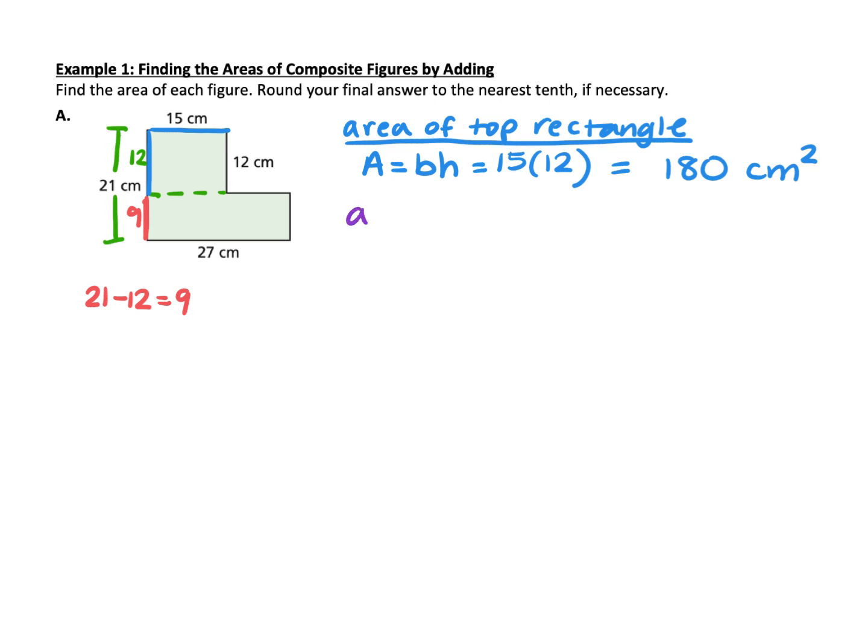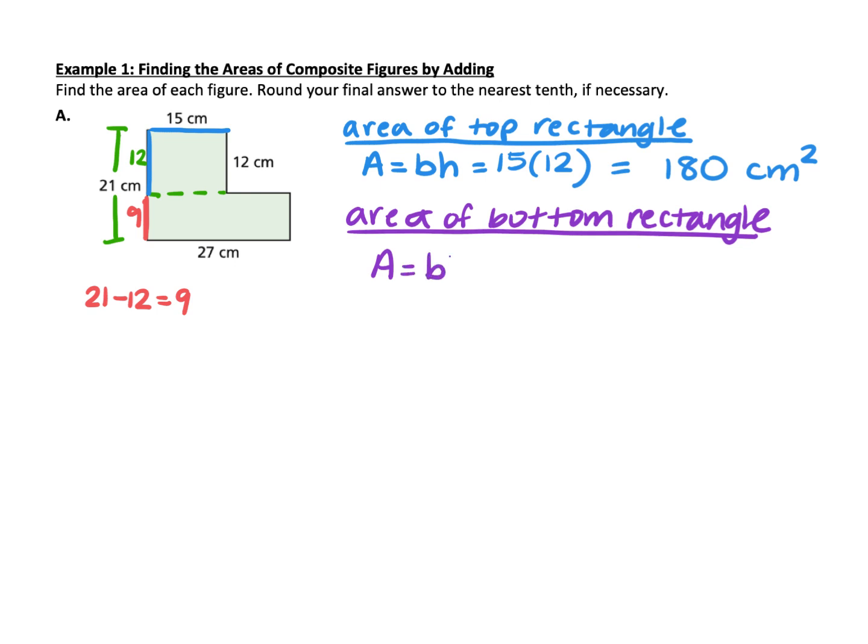Now let's do the area of the bottom rectangle. It's the same area formula. Area equals base times height. This time our base is 27 and the height is 9. And 27 times 9 is 243. So the area of that rectangle is 243 square centimeters.